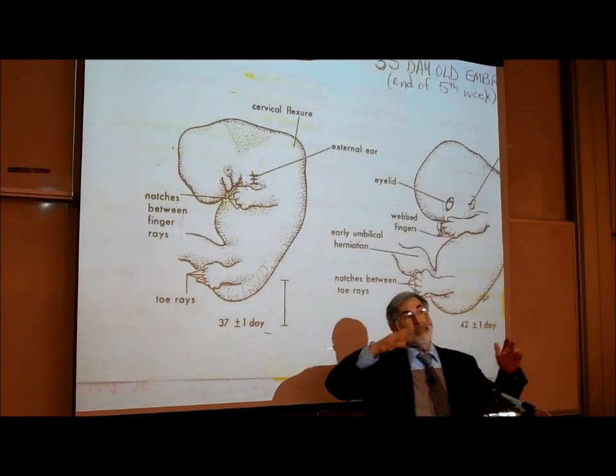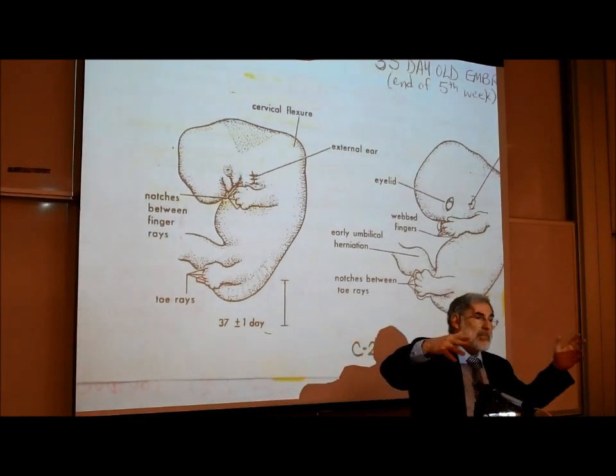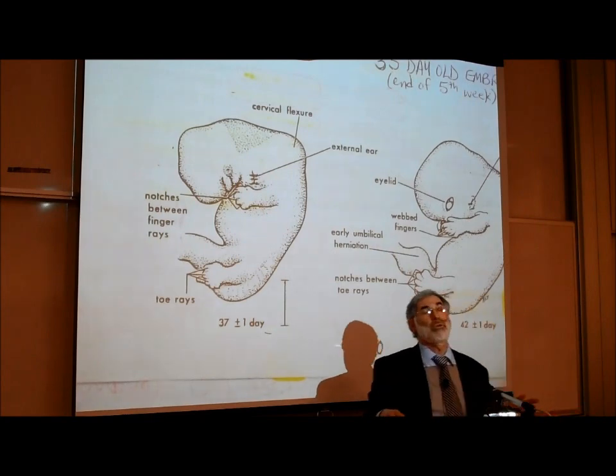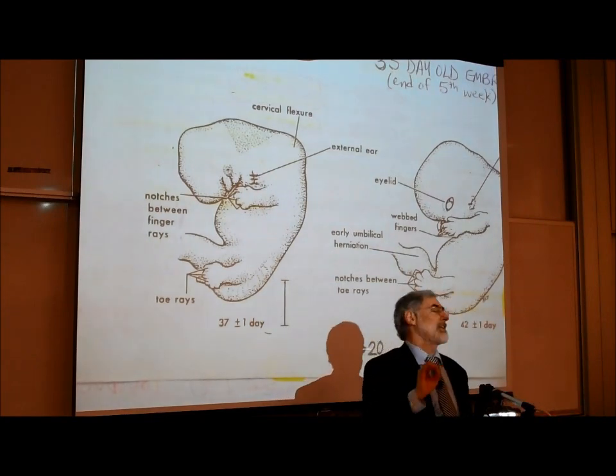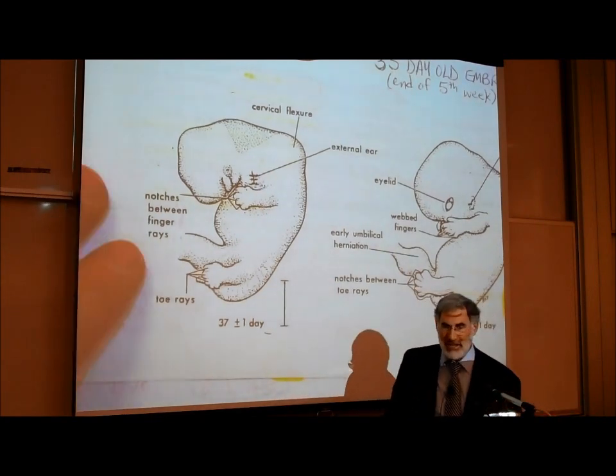And of course, the program for all this happening, when we say a genetic program, we mean the DNA instructions that are in the cell. So this is actually how it happens.